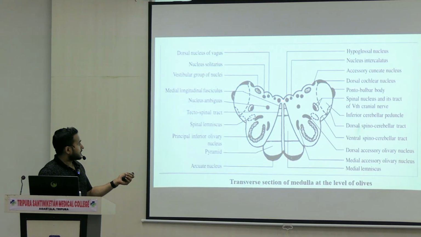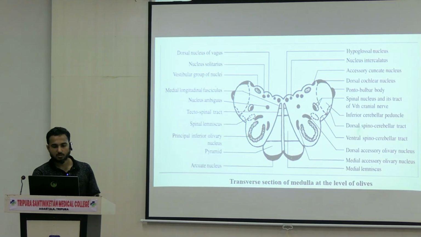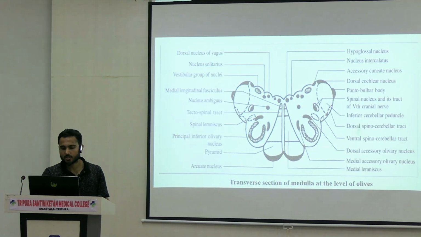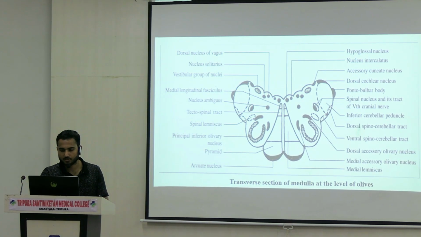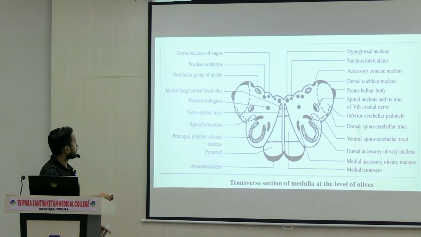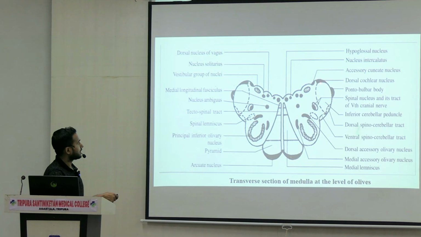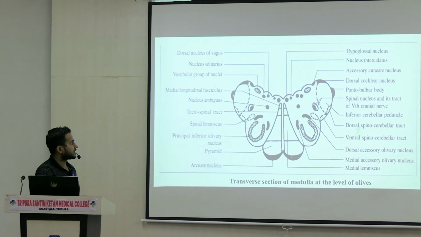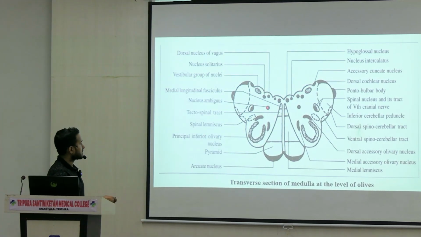Now here you can see all the nuclei. This is the pontomedullary junction. Close to the pontomedullary junction, the dorsal and ventral cochlear nuclei can be seen. So these are the different nuclei that can be seen.